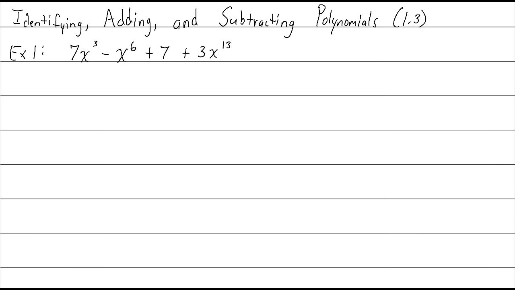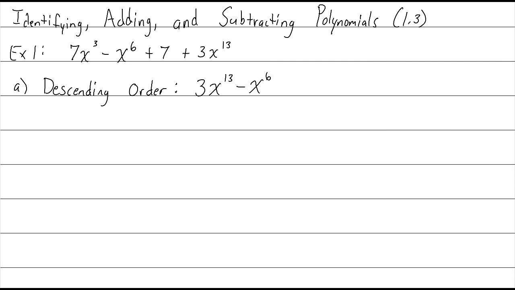Now, typically, you want to write them in order. And what I mean by order is descending exponents, or descending powers. In other words, find the biggest exponent. That would be this 13 right here. So this term, this positive 3x to the 13th power, will be my first term. Then I will look for my second largest exponent. I see a 6 right here, so this is my next term. That's a negative x to the 6th.